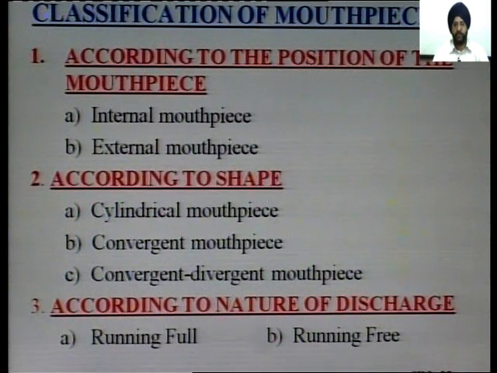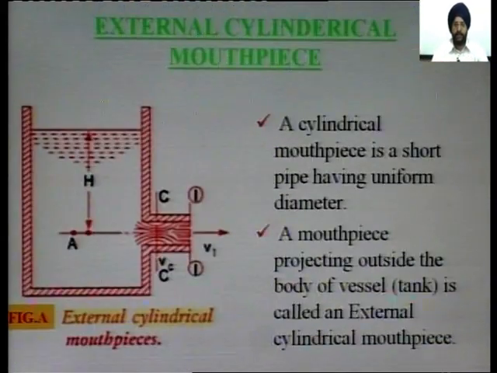Regarding classification of it, once again, we have different types of mouthpieces. Firstly, according to the position of the mouthpiece, it may be internal mouthpiece or external mouthpiece. According to the shape, a mouthpiece may be cylindrical, it may be convergent mouthpiece, or it may be convergent divergent mouthpiece. We have 3 varieties of mouthpieces according to shape. According to the nature of discharge, it may be running full or running free.